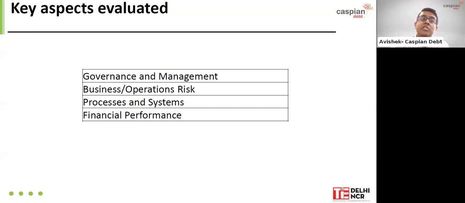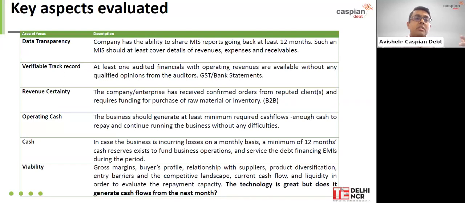But a lot of the new age non-dilutive capital providers, their evaluation methodology is typically flipped. For example, for Caspian Debt, 80% of the weightage of credit evaluation goes to the first three factors, and financial performance takes care of about 20% of the factors. So what are these aspects? Let's go about it in a little bit more detail.